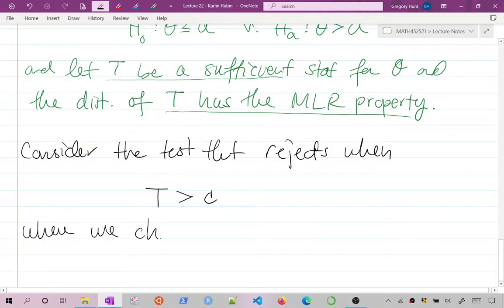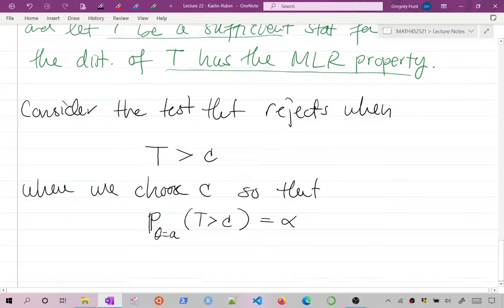And we choose C so that the probability, when theta is A, that we reject is alpha, or we could say less than or equal to alpha, doesn't really matter.